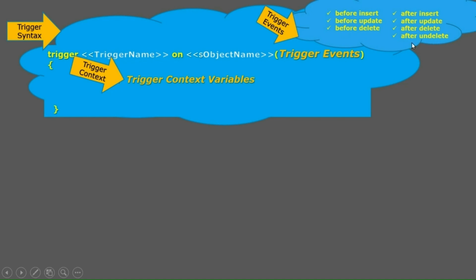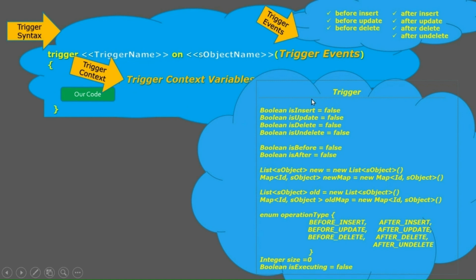If you observe, for all of the 4 DML operations, we have before event and after event, but except for undelete, we have only after event. We do not have before undelete event. We will come to know the reason why we do not have before undelete trigger event in our upcoming slides. Then the next important concept in the trigger is trigger context variables.